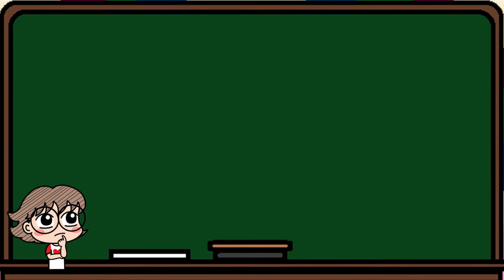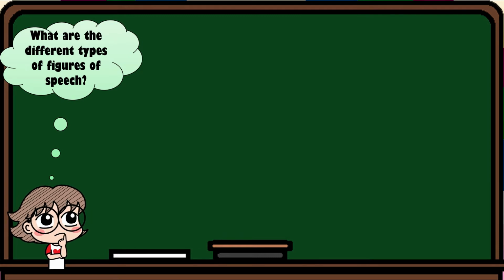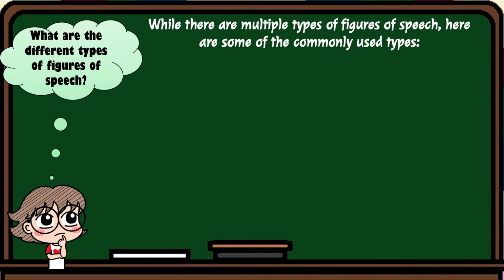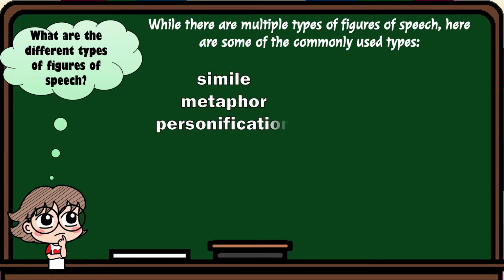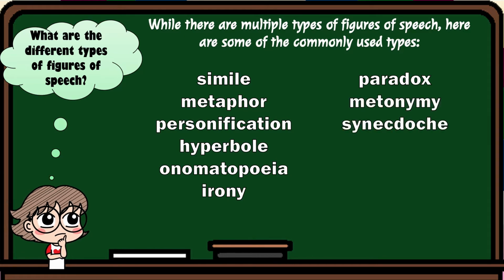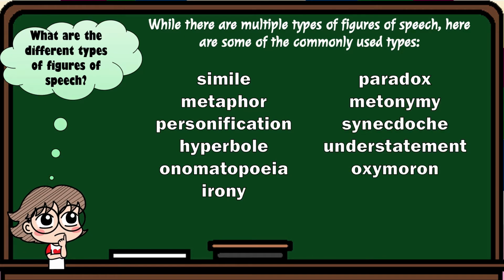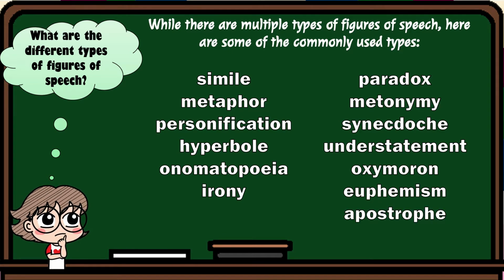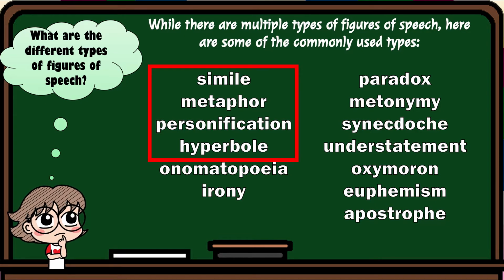Now that we have discussed the definition and uses of figures of speech, that leaves us with the question, what are the different types of figures of speech? Now, while there are multiple types of figures of speech, here are some of the commonly used types. We have simile, metaphor, personification, hyperbole, onomatopoeia, irony, paradox, metonymy, synecdoche, understatement, oxymoron, euphemism, and apostrophe. As I have mentioned earlier, there are multiple types of figures of speech. Hence, in this video, we're going to focus on simile, metaphor, personification, and hyperbole.